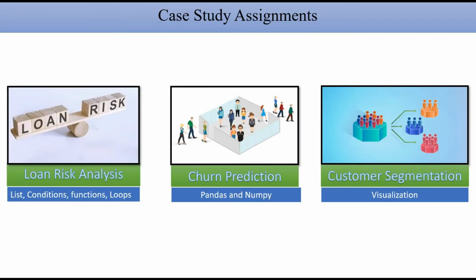The next part of the course is the case studies. There are basically 3 real-world case studies. First is on loan risk analysis, and this case study will cover the concepts of lists, conditions, functions, and loops. The second case study is on churn prediction, which covers the concepts of Pandas and NumPy. And the third case study is on customer segmentation, which covers the concepts of visualization.